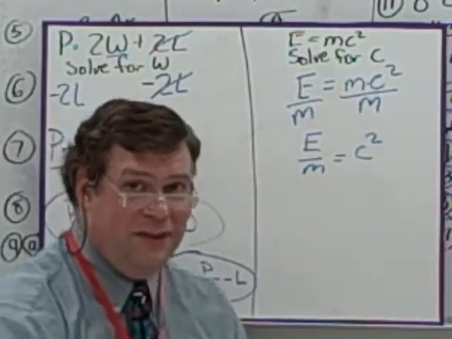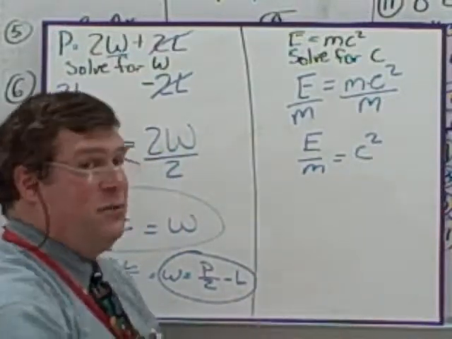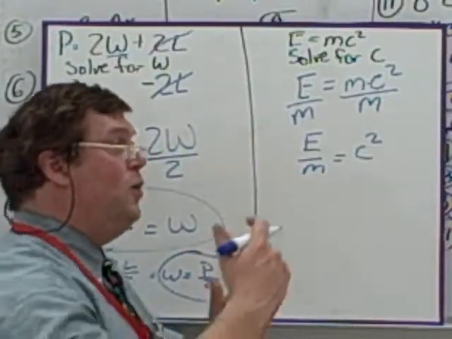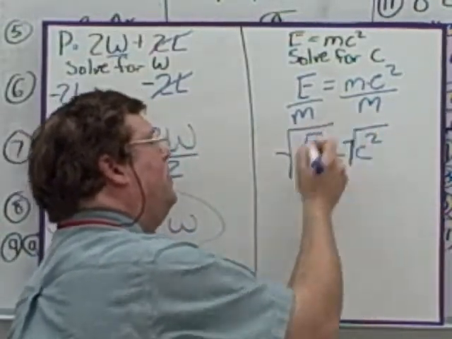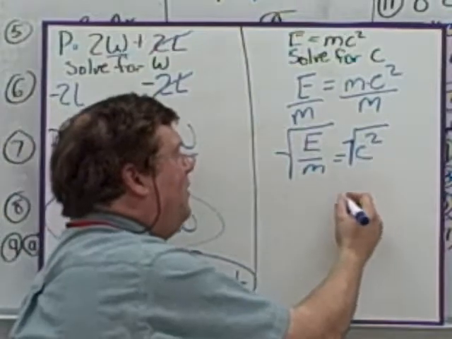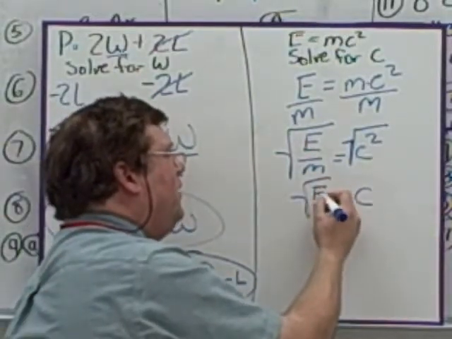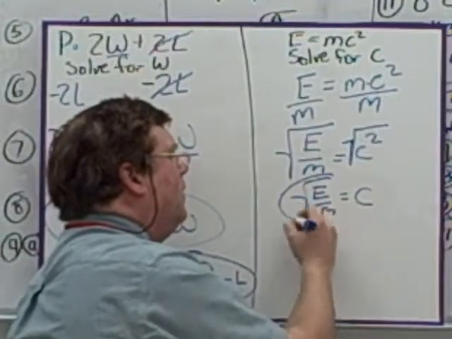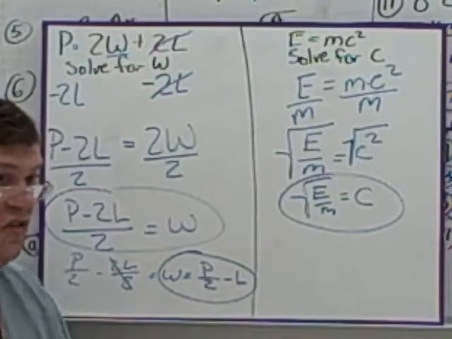And that's going to give me e over m is equal to c squared. The square is still there. I've got to get rid of the square. The opposite of squaring is the square root. So we do the square root to get rid of the square. That makes this side c. This side stays as a square root of e over m. That's solved for c. Now, Mr. Funk, the c's on the wrong side.